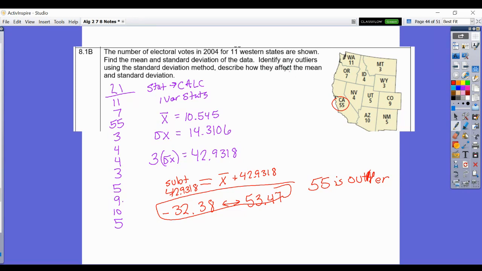Describe how they affect the mean and standard deviation. So what did it do to my mean? It made the mean bigger. And what did it do to the standard deviation? It made the standard deviation bigger also. If there is an outlier, it will always make the standard deviation bigger. The mean, it made bigger because it's a big number. If it's a small number, this one could be smaller.